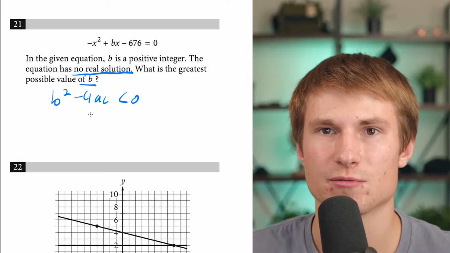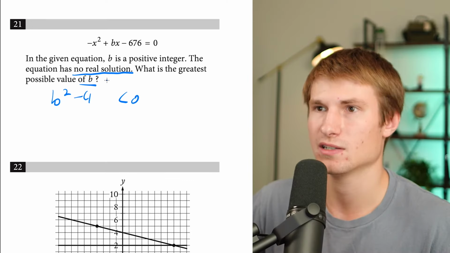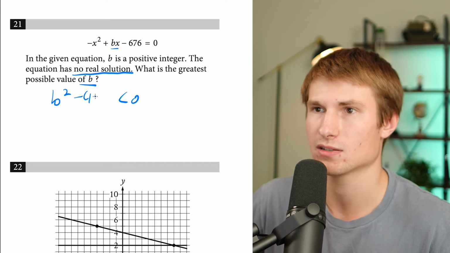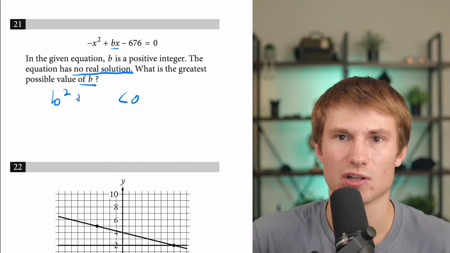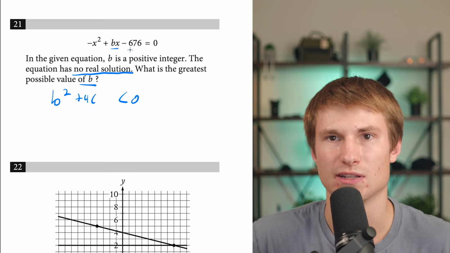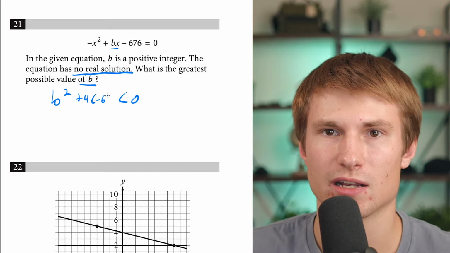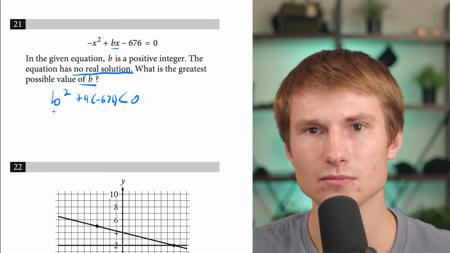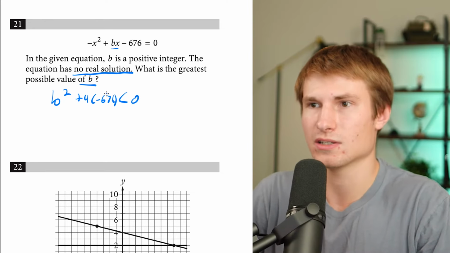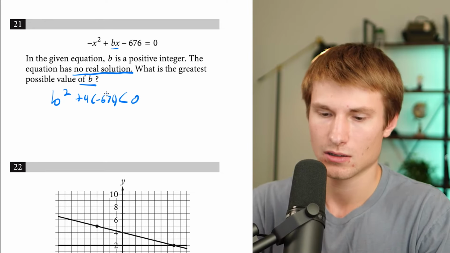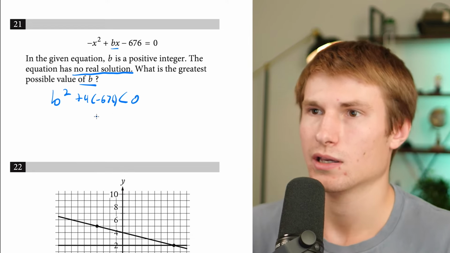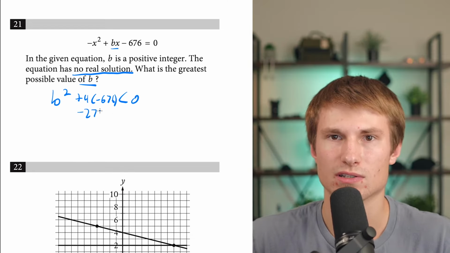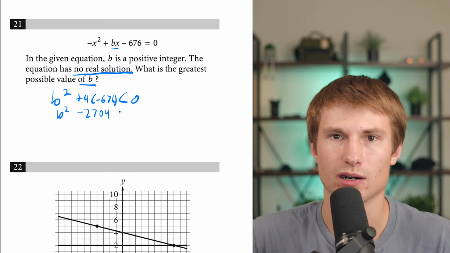Well, we've already pretty much got this set up. I'll go ahead and substitute in for a and c. b is just b, so we can just leave that as it is. We see that our a value is just -1, so I'll change this to a +4 for now, and then our c value is going to be -676, so minus 676. From here, 4 times -676, let's see what that gets us. That's going to give us 2704. So we've got minus 2704 plus b squared, and that's got to be less than 0.